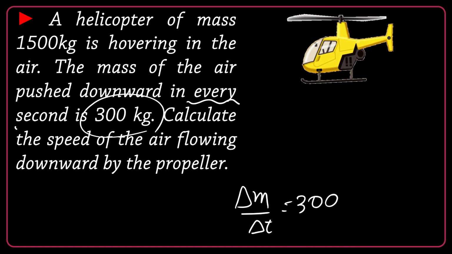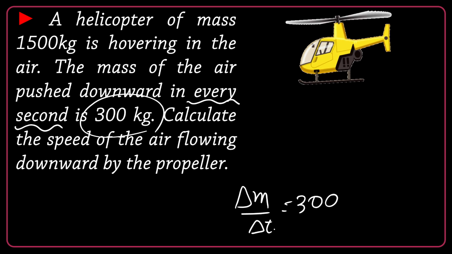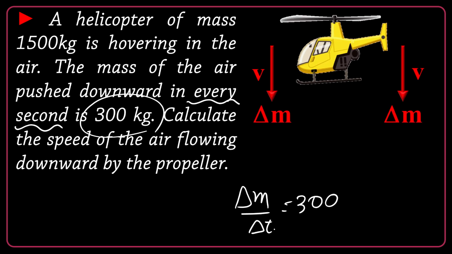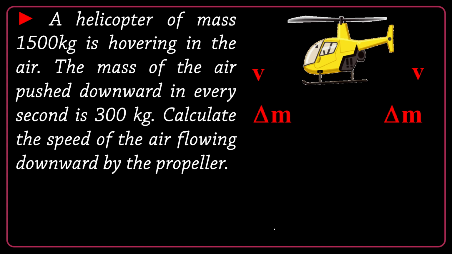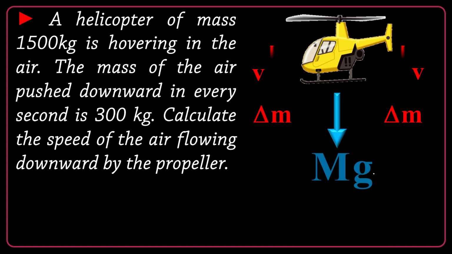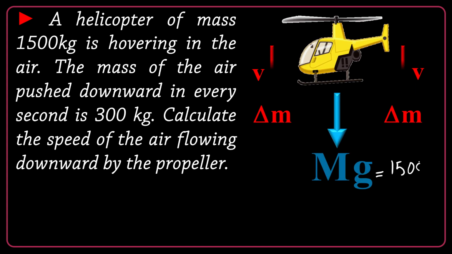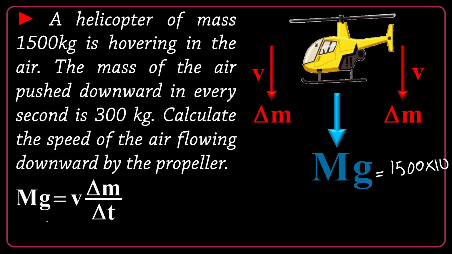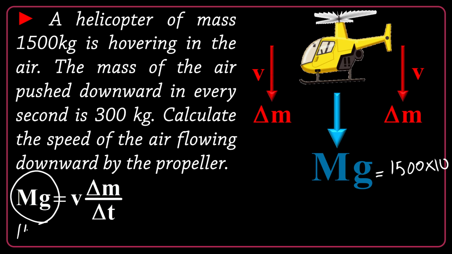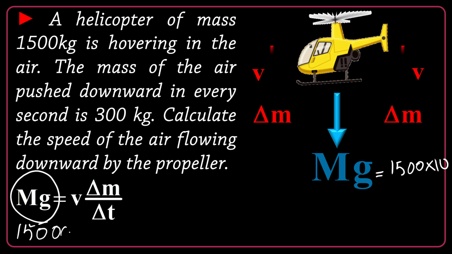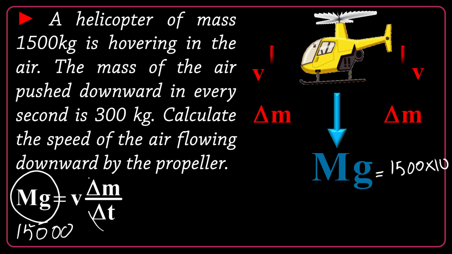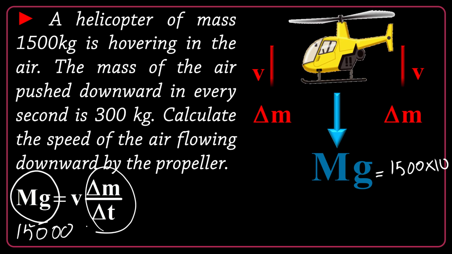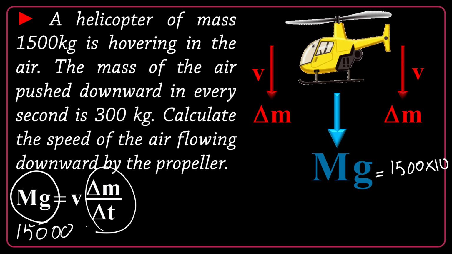Because in every second, it's the delta m over delta t, 300. Okay, now we can easily solve this problem. Let's say mg is 1500 times, let's take the g to be 10. So it's mg here, so it's 15,000. And v delta m over delta t. Here the delta m over delta t is given to be 300.